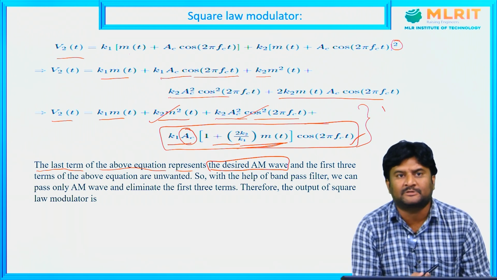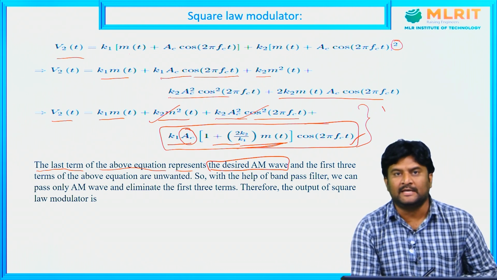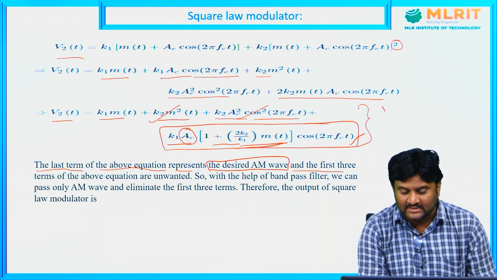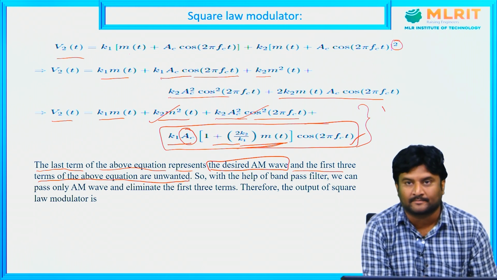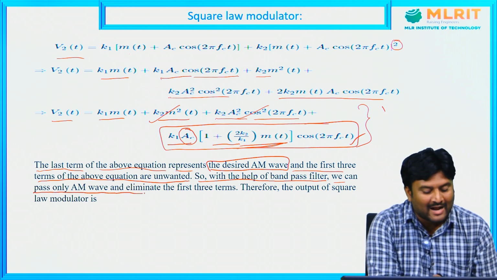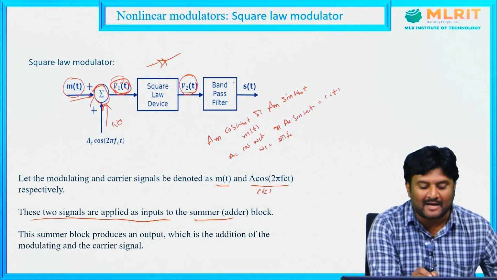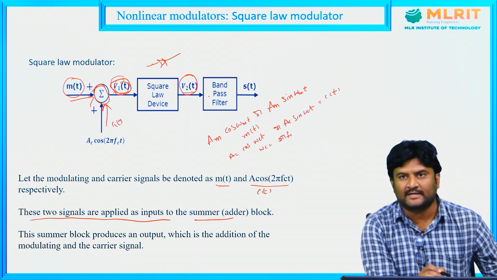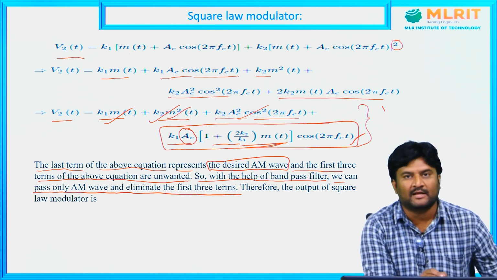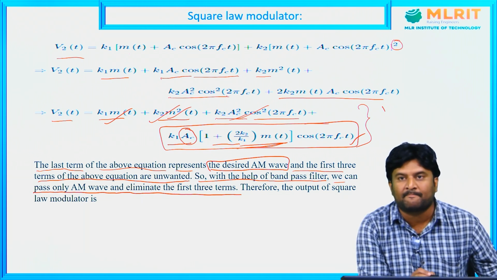What about the remaining three terms? We know very well that the amplitude modulated signal is at low frequency relative to the squaring term, which has very high frequencies. That's why we neglected them, and the first three terms of the above equation are unwanted. So with the help of a band pass filter, we can pass only the AM wave and eliminate the first three terms. Observe here the diagram: V2(t) is passing through the band pass filter. We know the filter removes the unwanted signals. The unwanted ones are k1 m(t), k2 m squared (t), and k2 Ac squared cos squared 2πfct. These three terms can be eliminated with the help of the band pass filter.